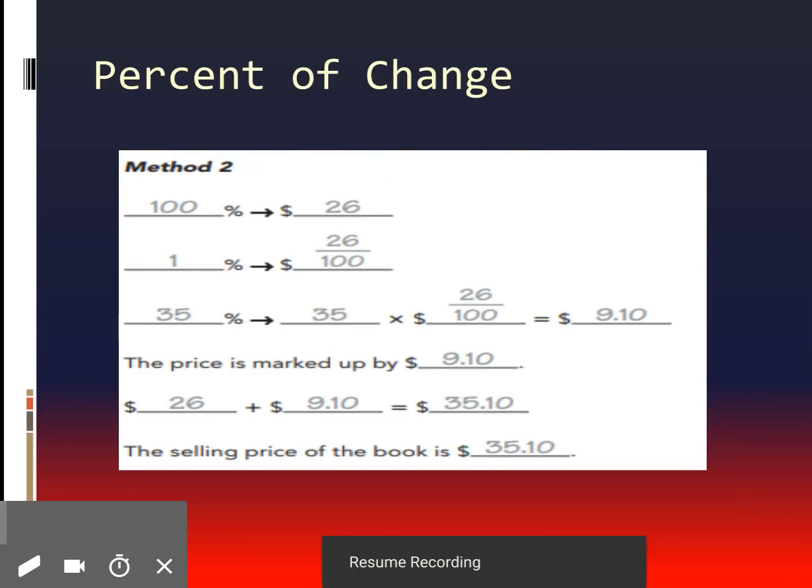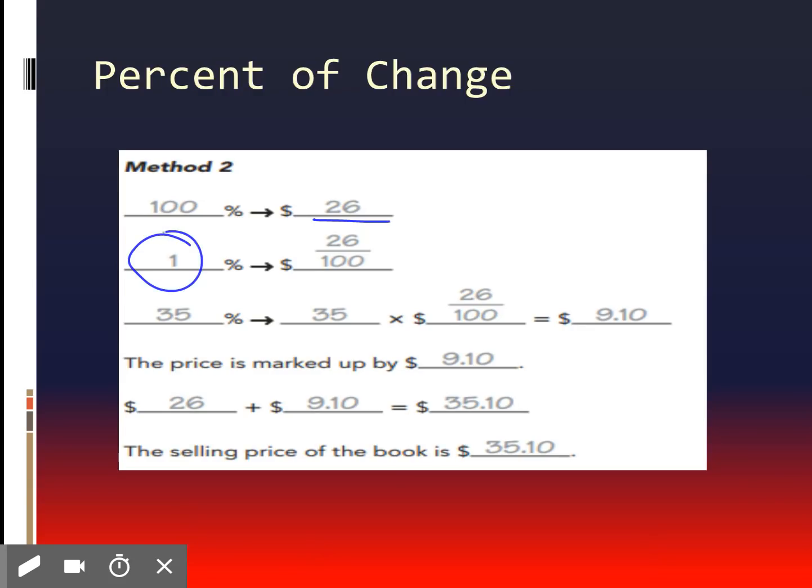So in method 2, we first know that 100% is 26. They help us find 1% by turning it into the fraction of 26 over 100. And then multiplying that 35 for the 35% markup times our fraction of 26 over 100. And you still get the result of $9.10. So if you like finding what 1% is first, by all means, do that, and you'll be successful as well. Again, whatever method you prefer is the one you should stick with.